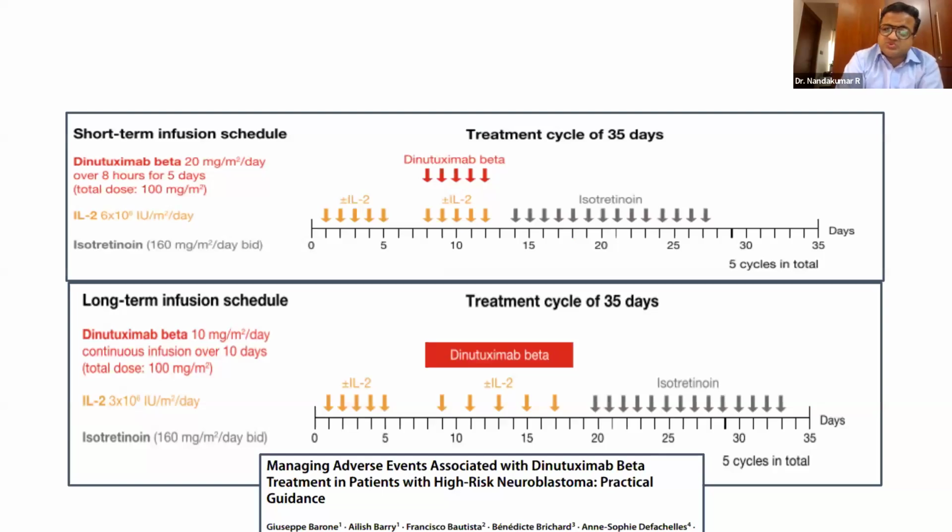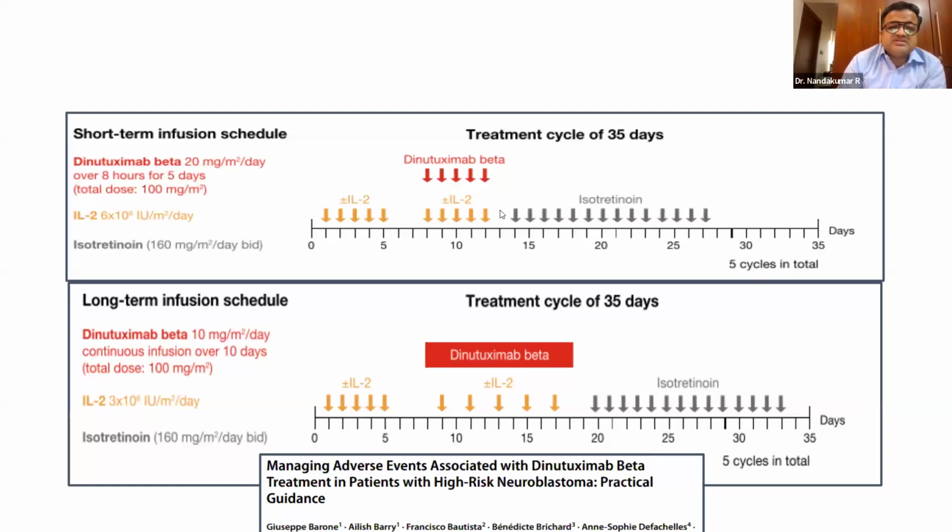Now, how do you administer dinutuximab? So you have different types of medicines available. The dinutuximab which is available in the US is different. In the European countries, it is the dinutuximab beta. So the Europeans basically had two different methods of administration schedules. One is the LTI and the other is the STI. So LTI stands for long-term infusion, which means you give 10 milligrams per meter square per day as a continuous infusion over 10 days. So total dose amounts to 100 milligram per meter square. So you see over here, it is given for 10 continuous days.